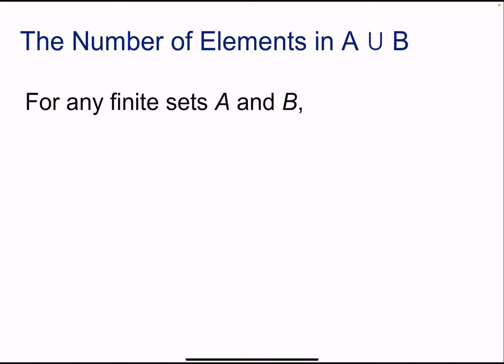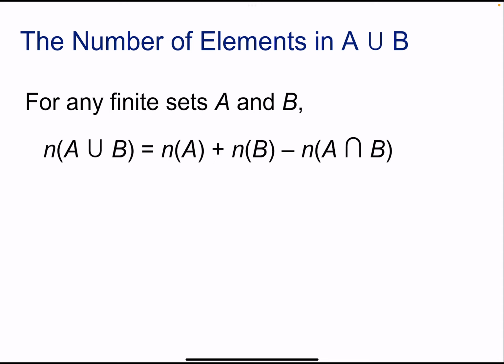An interesting question we want to ask is how do we find the number of elements in the union of A and B? Assuming we have two finite sets, A and B, the number of elements in the union equals the number of elements of A plus the number of elements of B, minus the number of elements in the intersection. Let me quickly talk about why this is the case.